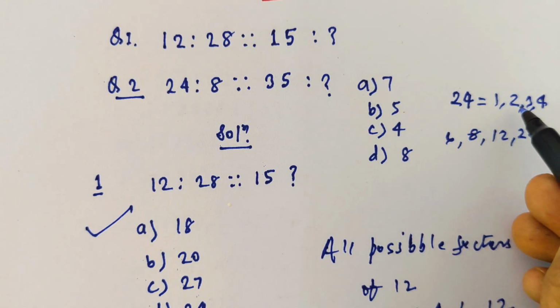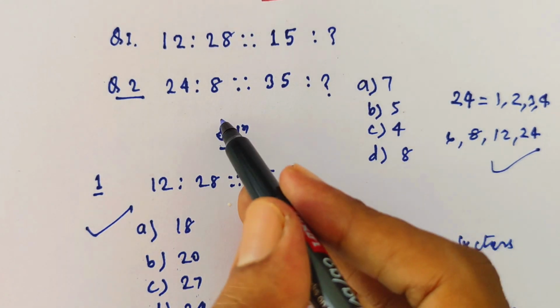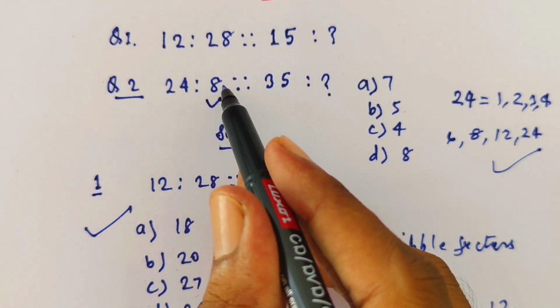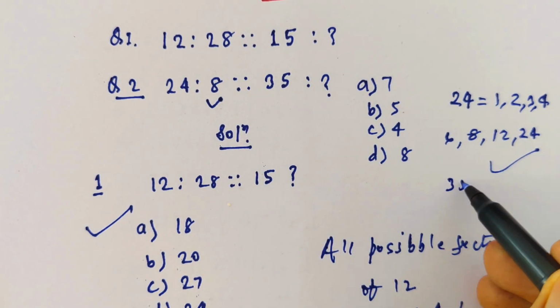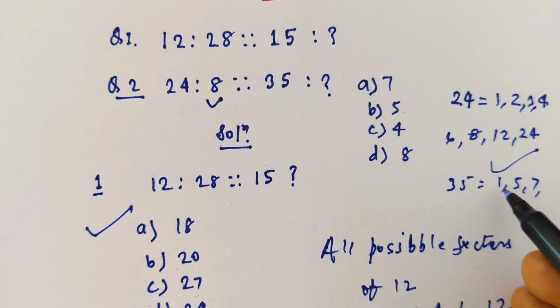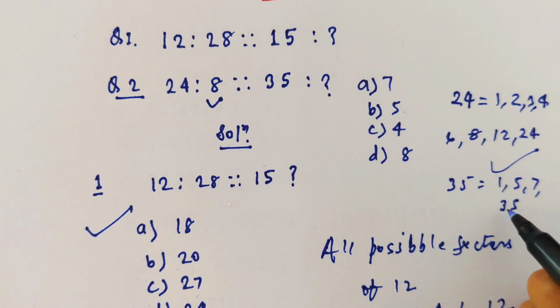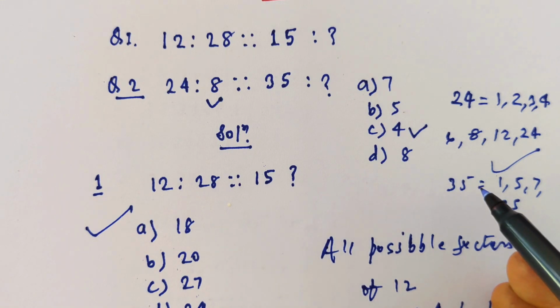Count them here: 1, 2, 3, 4, 5, 6, 7, 8. There are a total of 8 factors. So that relates to the 8: 24 is to 8. Similarly, you can get 35. What are the factors of 35? All possible factors: 1, 5, 7, and 35. There are 4 possible factors. So you can say that C is the right option for this particular question.